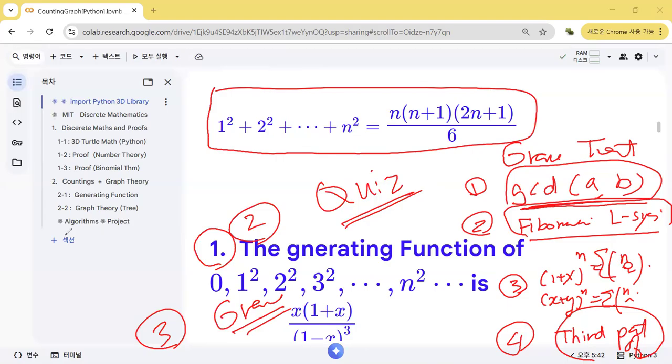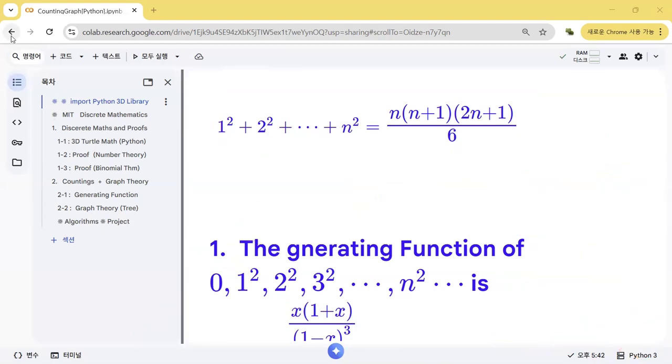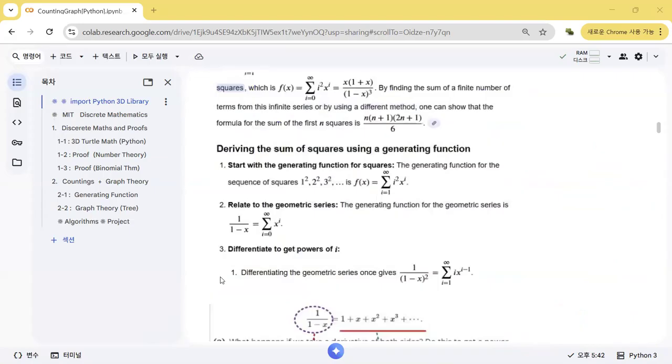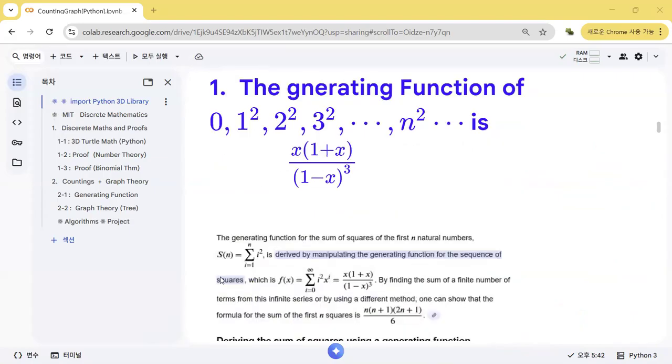So to prepare for our quiz problem, let's see. The first part is to find the generating function for zero scale. So this zero scale is zero, so it doesn't matter. The generating function of this one is this. So this is the first part. And then how to prove this one?